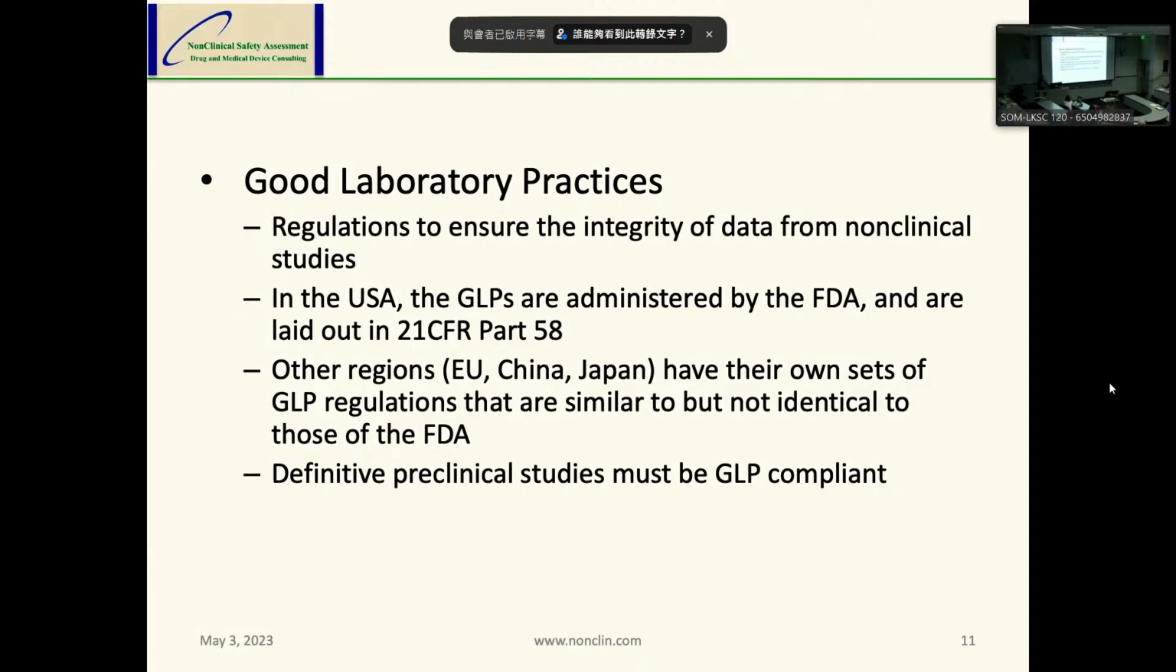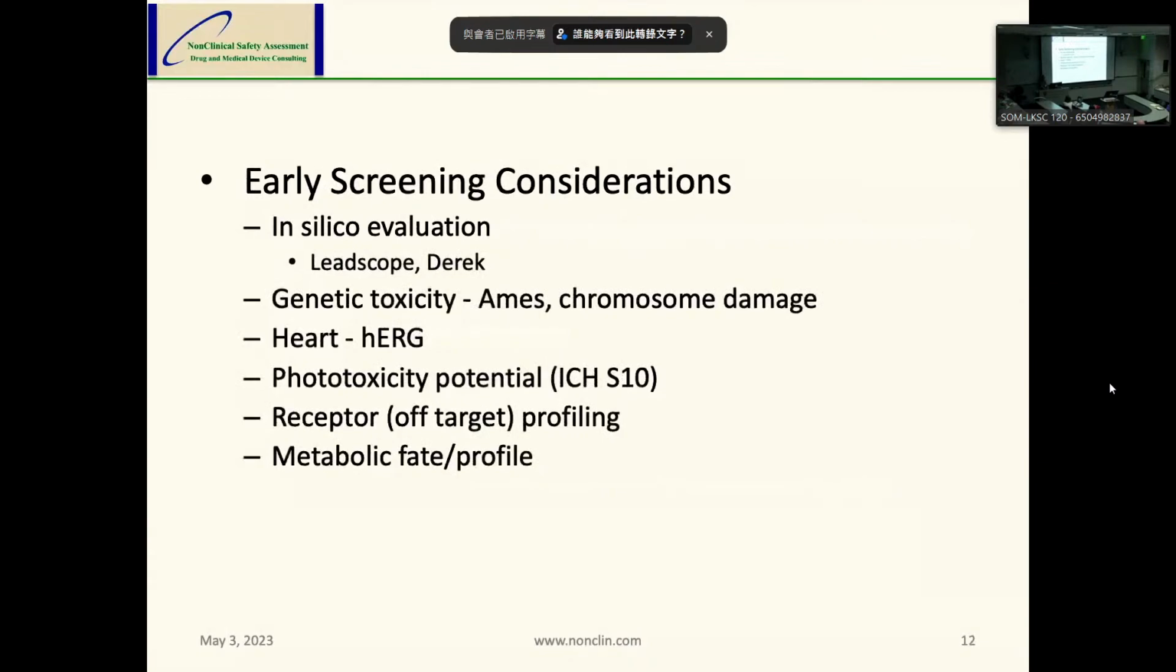Studies need to be conducted under GLP regulations, certainly when they're pivotal toxicology studies. It's a rare day that we're basing decisions on non-GLP tox studies. It happens, but it's a rare day. So studies are done according to GLPs.